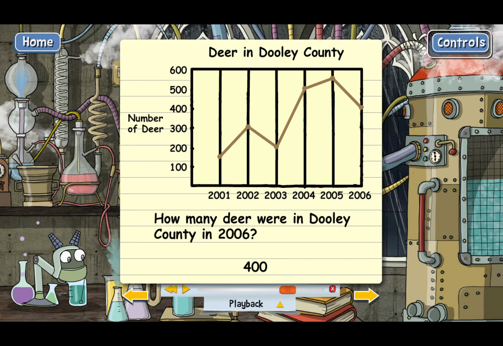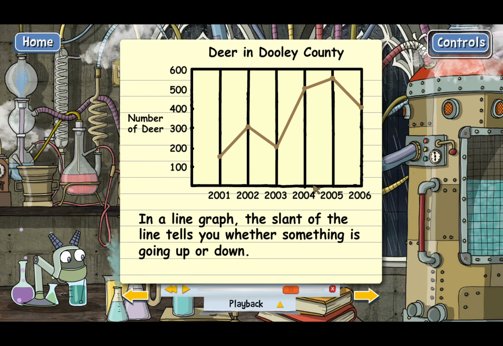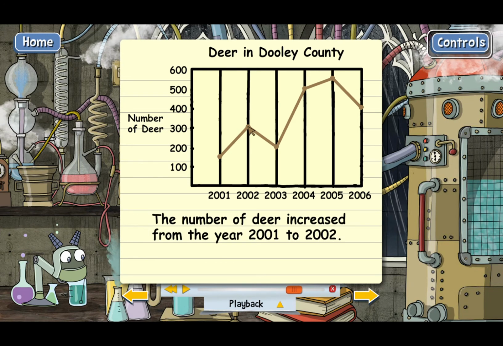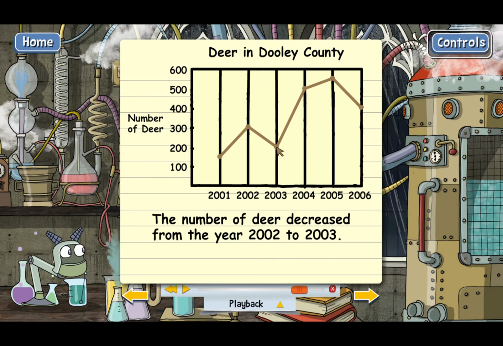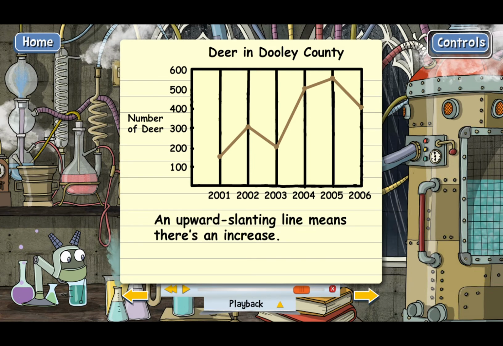Another valuable thing about a line graph is that the slant of the line tells you whether something is going up or down. If you look at the line from 2001 to 2002, you can see that it slants up. That means the number of deer increased during that time. But look at the line from 2002 to 2003. It slants down here. That means the number of deer decreased over this period. The slant of the line tells you whether something is increasing or decreasing. An upward slanting line means there's an increase, and a downward slanting line means there's a decrease.